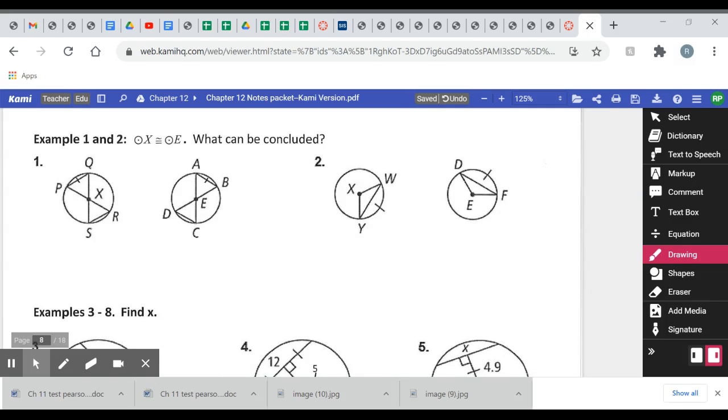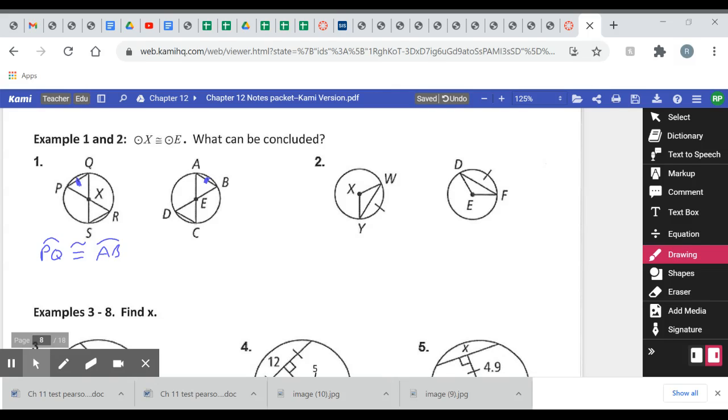So on the next page, it says that circle X is congruent to circle E. And what can we conclude from that? So there's a lot of things we could say from that. But if we know the two circles are congruent, we basically know that the radius is the same for each circle. That's what makes a congruent circle. But some of the things we could say about it then is that if we know that two circles are congruent and they're already showing me that this piece is congruent to this piece. So I could say that, but it's kind of saying what else can I conclude besides what's in the picture? So I could also say that arc PQ must be congruent to arc AB.